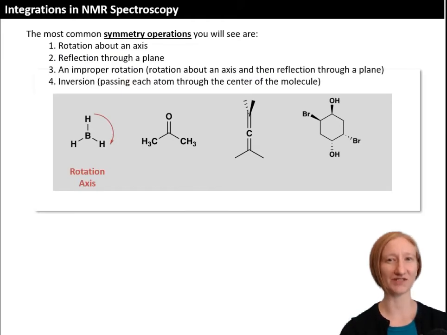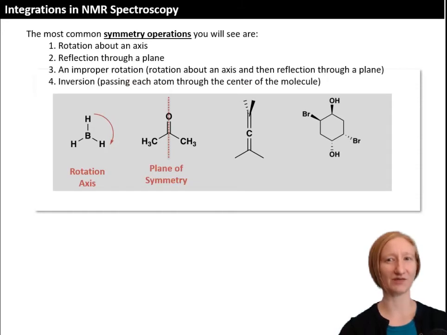The first, a rotation about an axis, we just saw with BH3. The second is reflection through a plane. Here we'll use acetone or dimethyl ketone as an example. This molecule has a plane of symmetry that relates the 2 halves of the structure. The 2 methyl groups are chemically equivalent. They sit in identical chemical environments and are related by a plane of symmetry or a mirror plane.